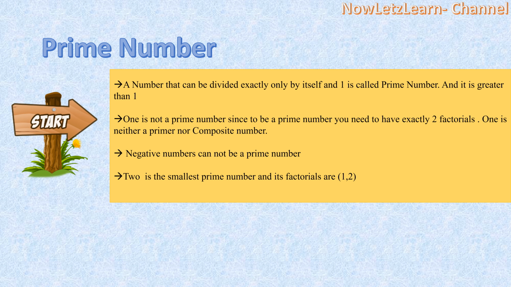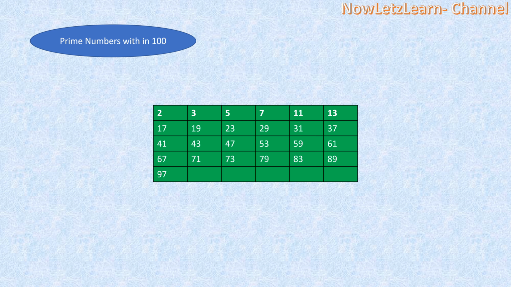The smallest prime number is 2, because it has 2 factors, which are 1 and 2. Let's see some examples of prime numbers, and then we will see how to implement it using Python. These are some of the prime numbers within 100. So let's see how we identify a prime number. If you look at 2, as per the definition, you have to have only 2 factors.